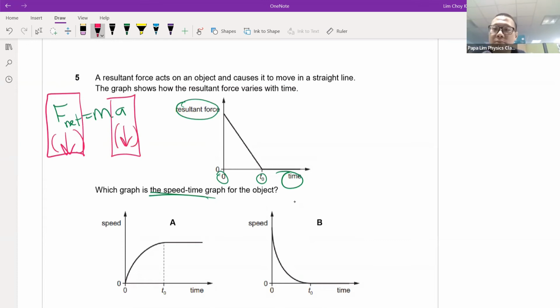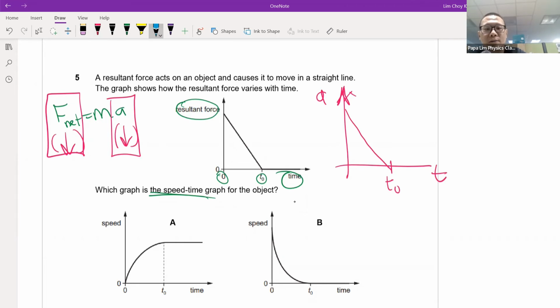Effectively, I can have a graph that denotes how the acceleration changes with time. Between 0 to t naught, my acceleration will have the same trend as my resultant force, followed by 0 here. So my acceleration will also be 0.